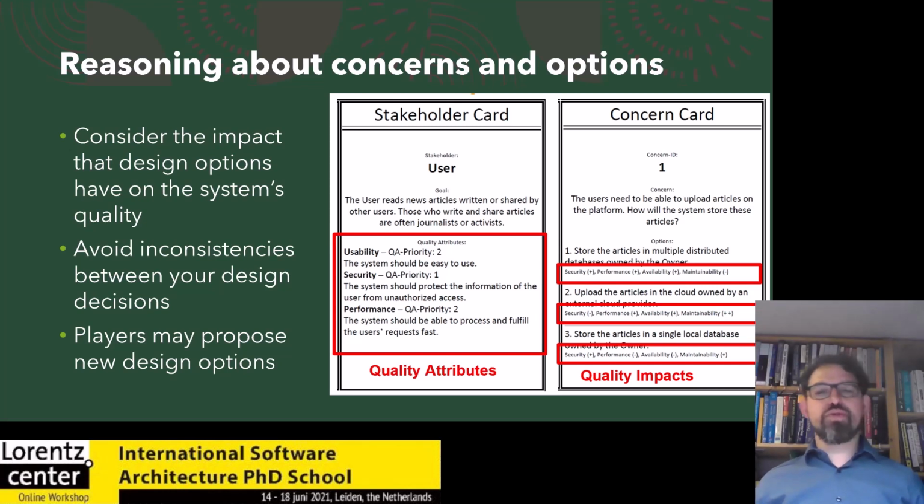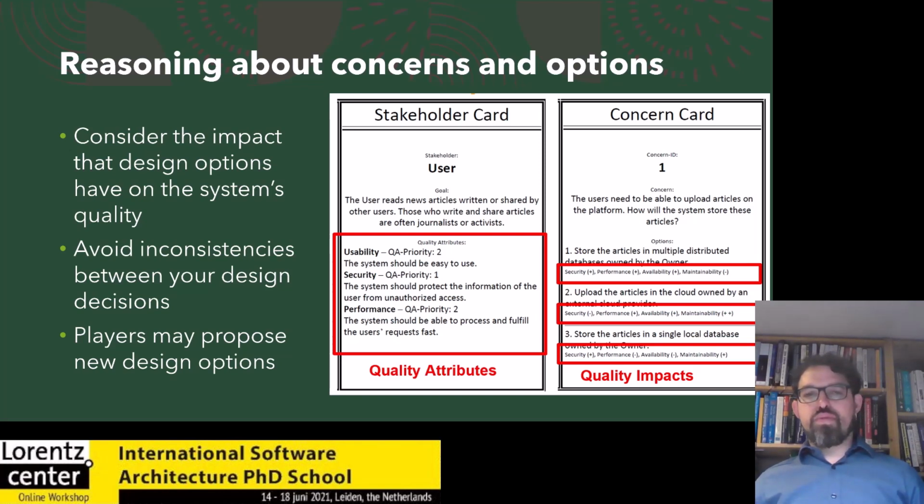Likewise, some of the concern cards may not have spelled out all the impacts on all the quality attributes and may indicate with a question mark that there may be more to these options and prompt you in that respect to think about any additional impact that you can consider to be part of choosing that option.